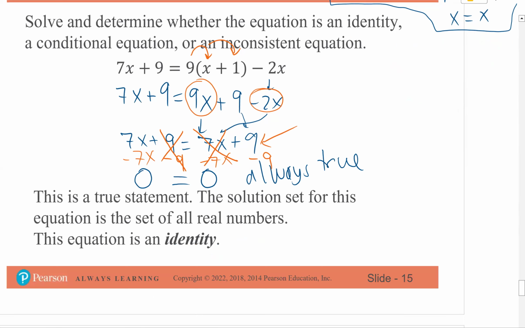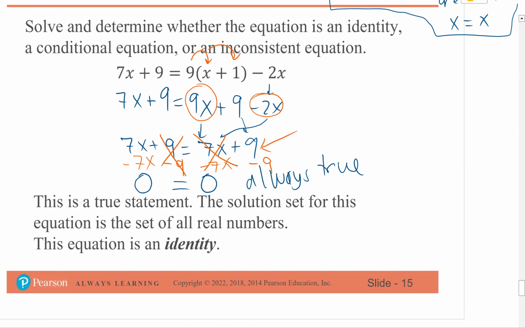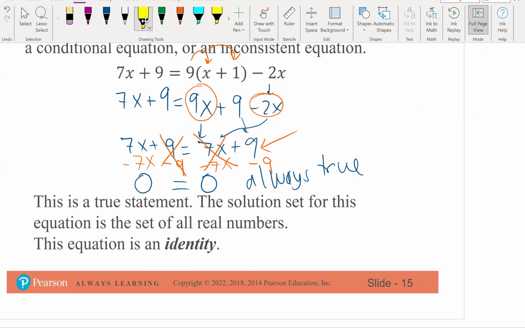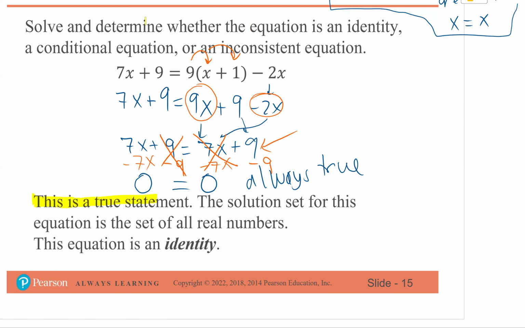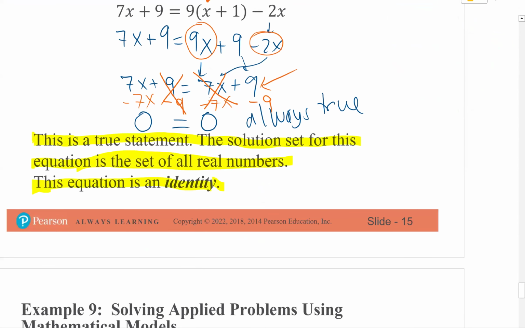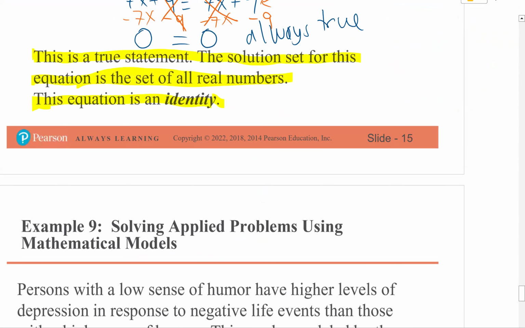Always true, so as they said, this is a true statement, and it didn't matter what x was. I never even specified what x is or found what x is. The solution set for this equation is the set of all real numbers, meaning x can be anything it wants. They call that equation an identity, meaning it's always true no matter what.